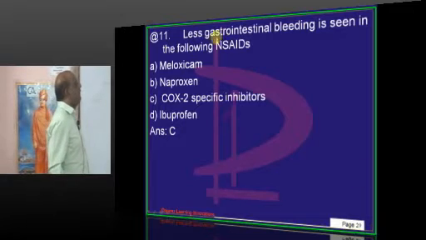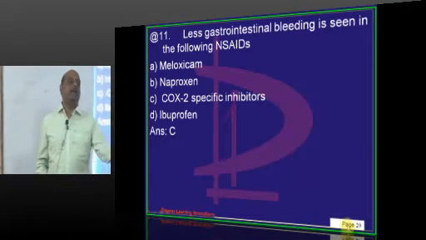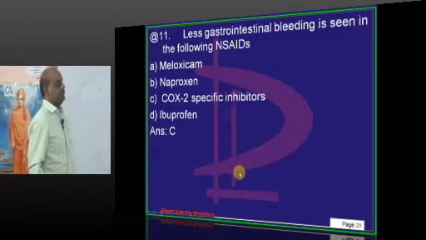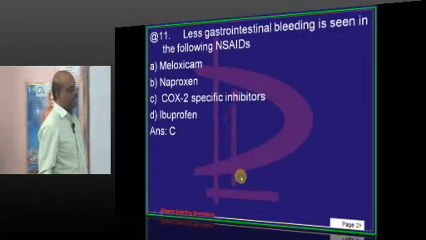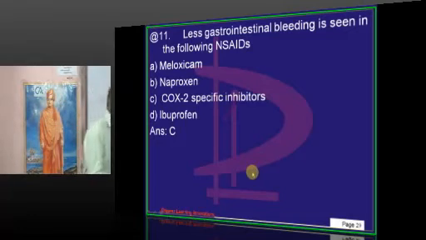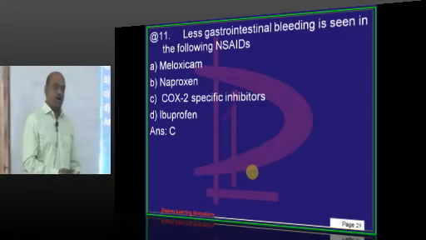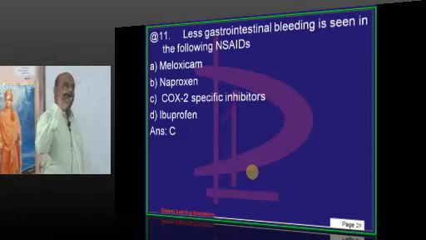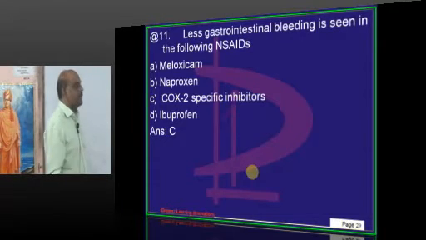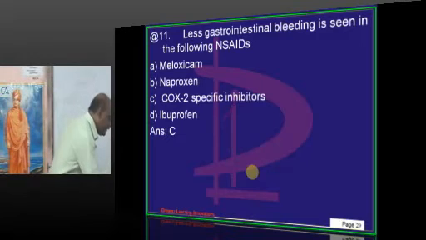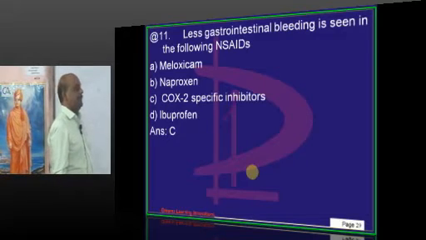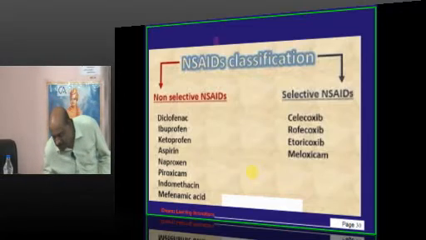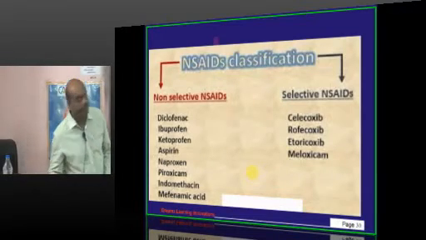With which NSAID you see less amount of GI bleeding is a very important question. COX-2 specific inhibitor if you use. Why? Because COX-1 is good COX. COX-2 is a bad COX. You want to kill the bad COX, which is COX-2. You don't want to affect the good COX, which is the COX-1, is what you have to basically remember. So tell me doctor, what are all the list of the agents which are basically called?